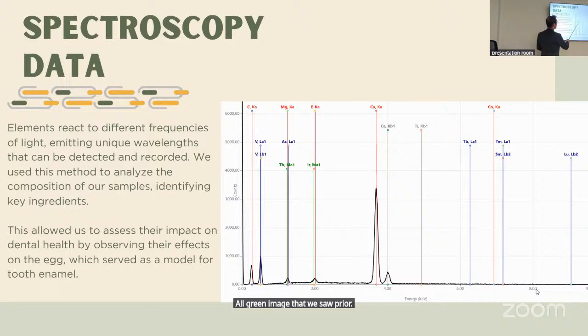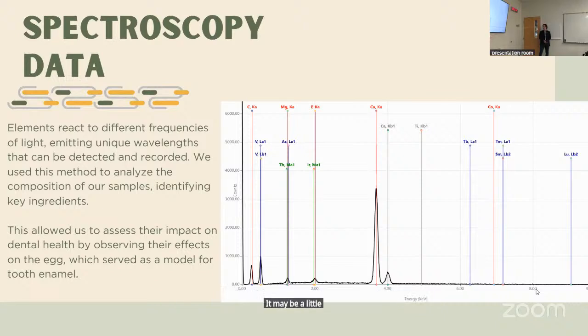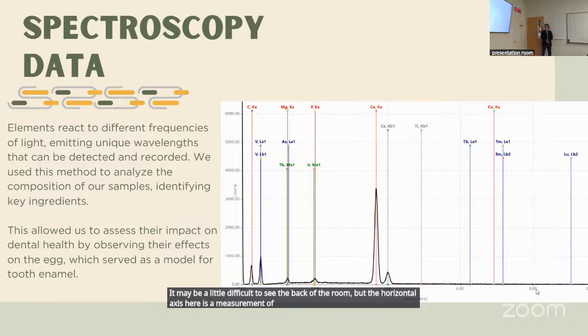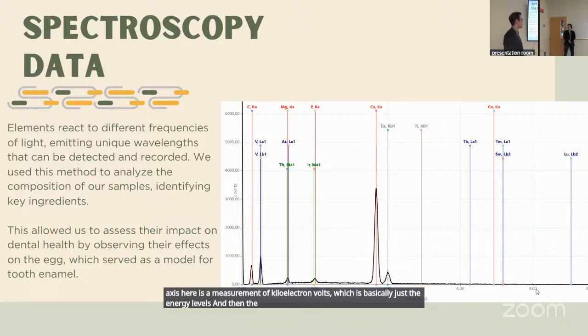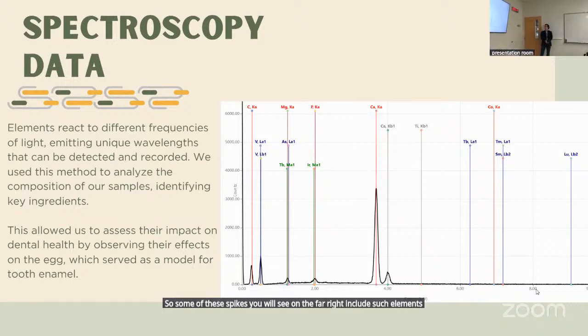There are a number of different elements that you can see present on here that are spread throughout the graph. And it may be a little difficult to see at the back of the room, but the horizontal axis here is a measurement of kiloelectron volts, which is basically just the energy levels. And the vertical is the counts of said element that is counted. So a higher proportion of a certain element in a given sample will mean a higher spike compared to the other ones. Some of these spikes you will see on the far right include elements like cobalt.